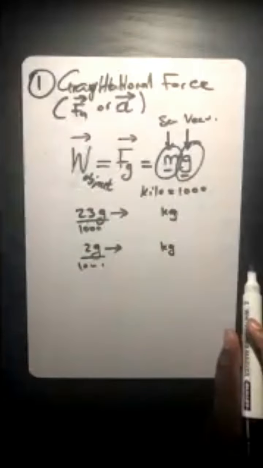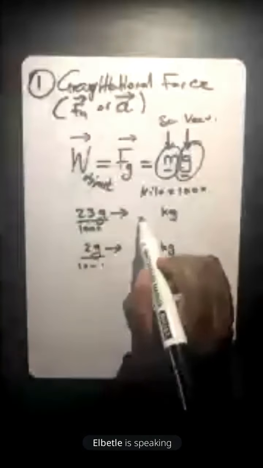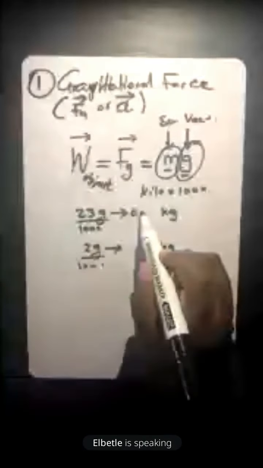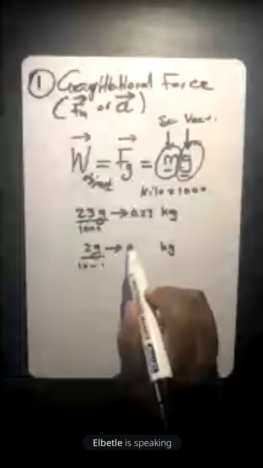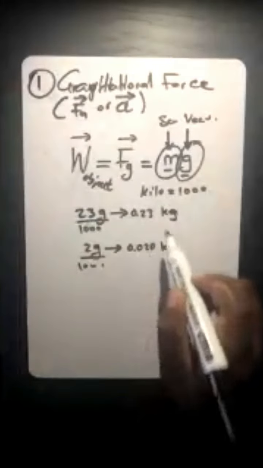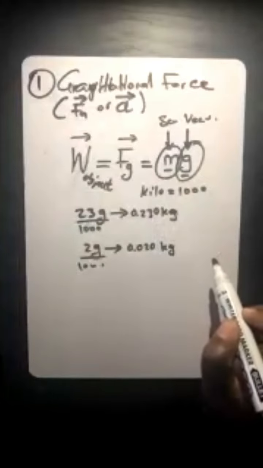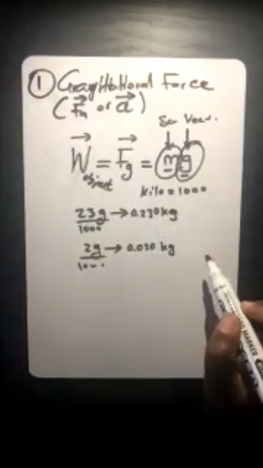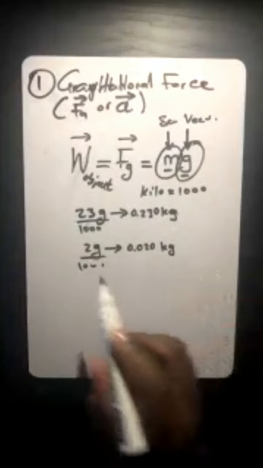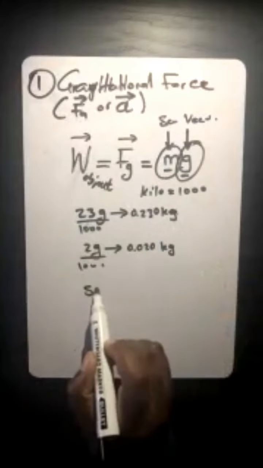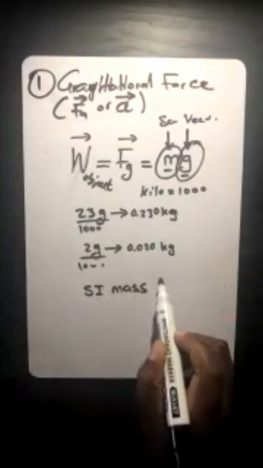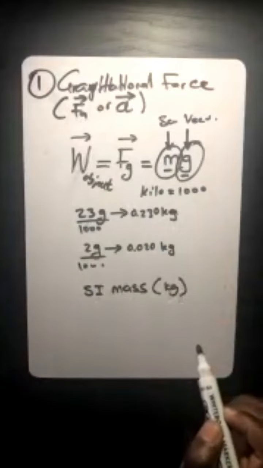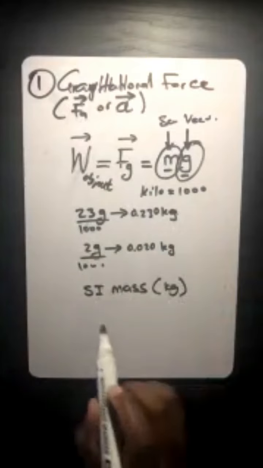I have a question. Wait, so do we only convert it if the question asks us to? No. It must always be converted to kilograms, which is the SI unit for mass. So mass is always measured in kilograms in physical sciences, just like the velocity.